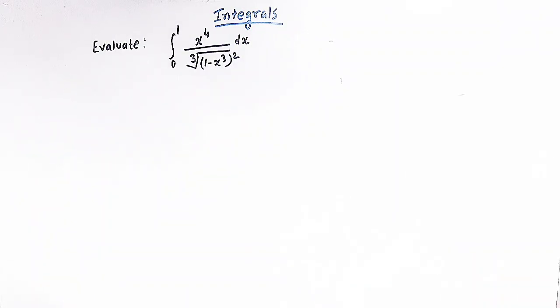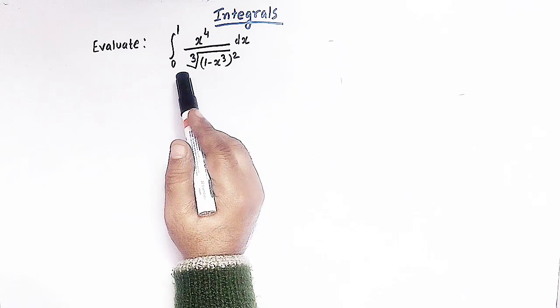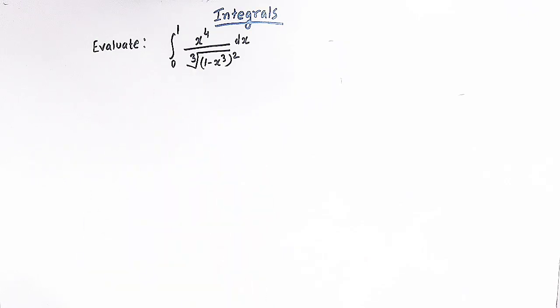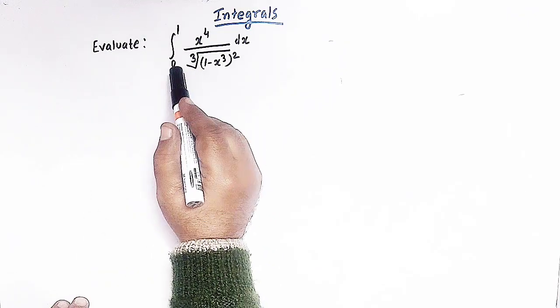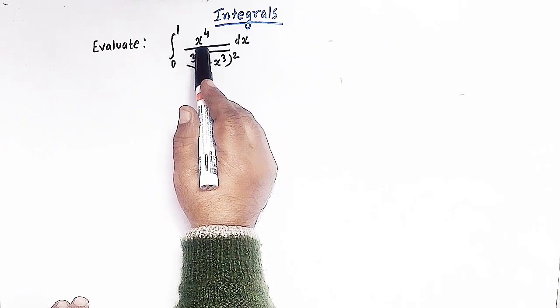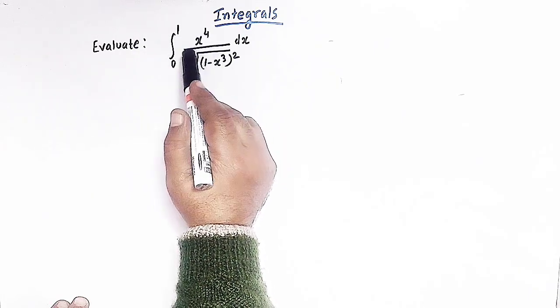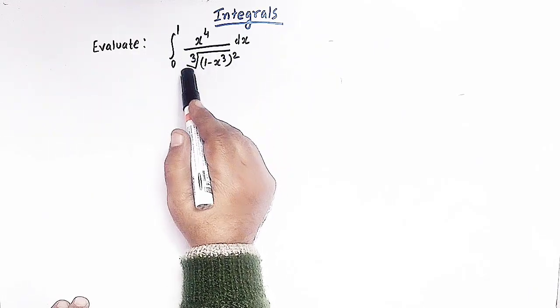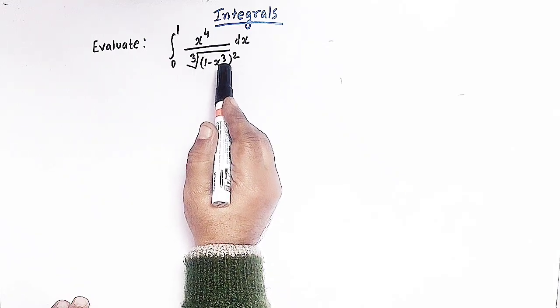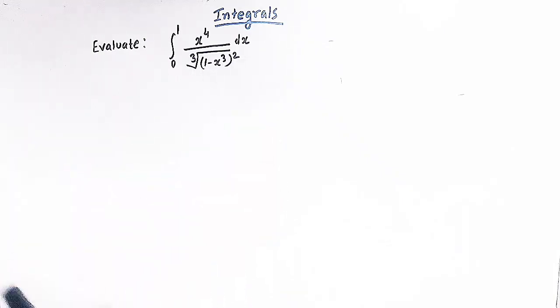Hello viewers, in today's session we are going to discuss another important problem from beta and gamma functions, and here once again we are going to apply the concepts of beta and gamma functions to evaluate this integral. So here we have to evaluate this integral from 0 to 1, and we have x raised to 4 divided by the cube root of (1 minus x cube) squared, right?